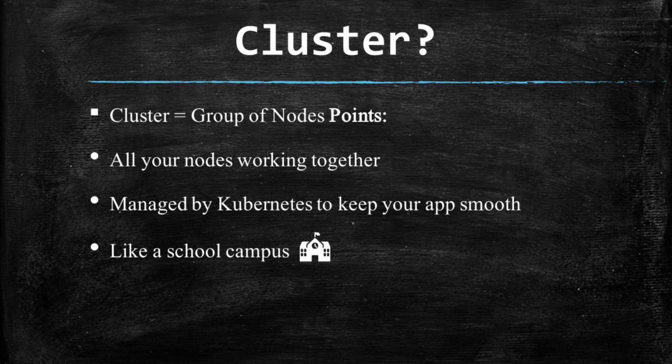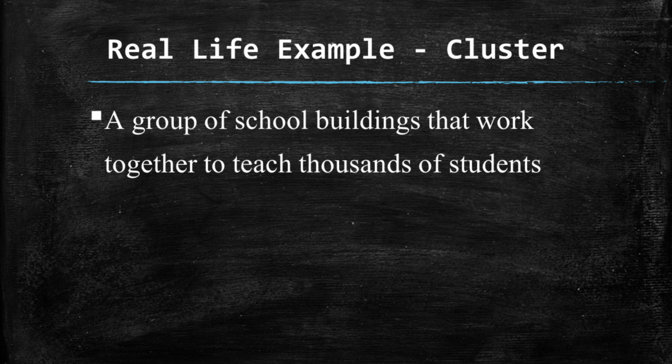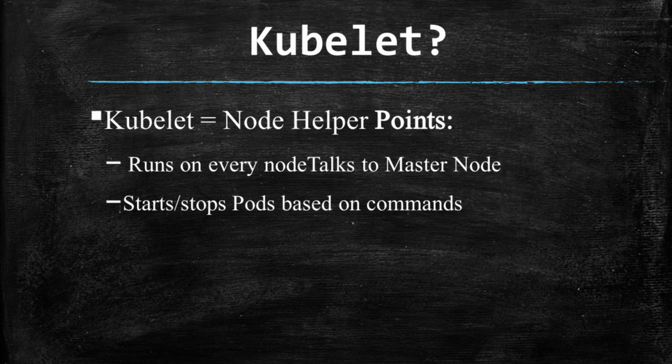A single school building is nice, but if you have three to four buildings working together, you now have a campus. That's the cluster. In Kubernetes, a cluster is a group of nodes, meaning master plus workers working together. So whenever someone says, I have a Kubernetes cluster, that means multiple computers, all connected, all working together to run the app smoothly.